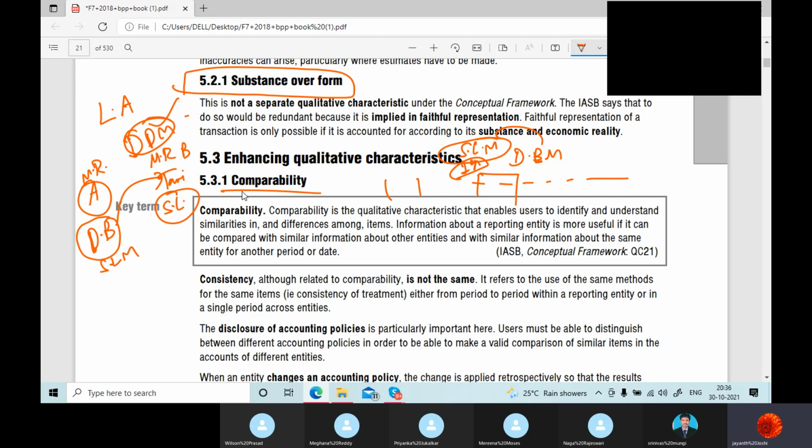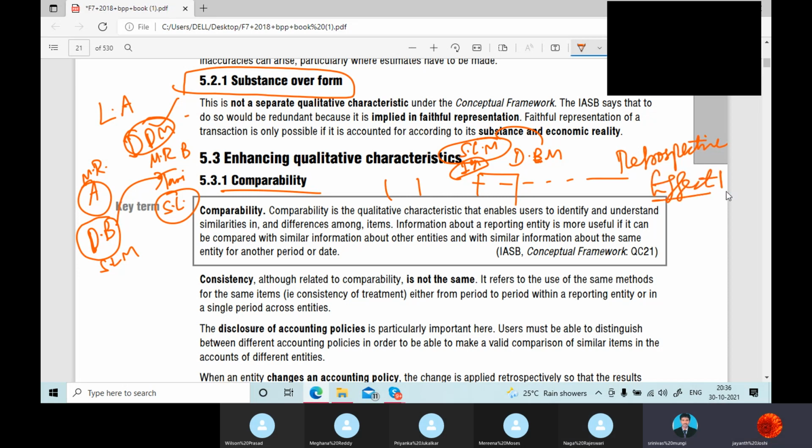Yes, sir. Sir, also to maintain the consistency, sir. Consistency is nothing but they shouldn't change the policies. Yes. See, sir, if they change the policies, there is no worry. They can give retrospective effect. Yes, sir. Correct.